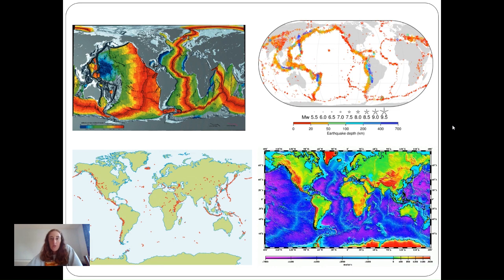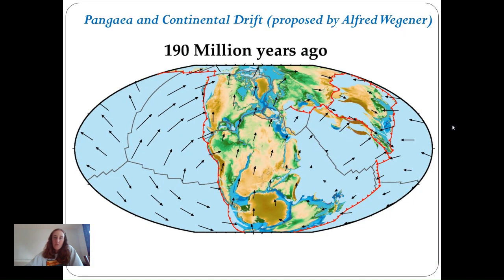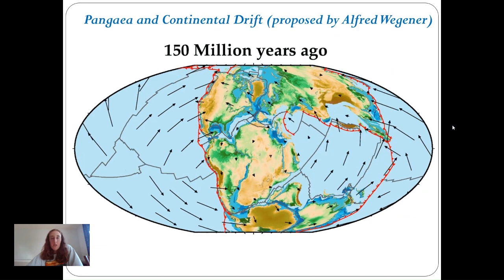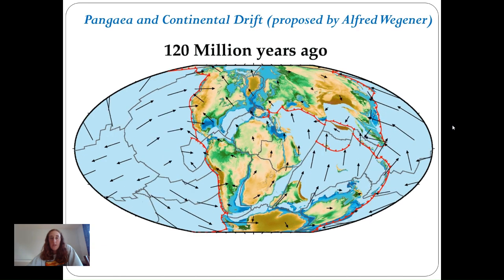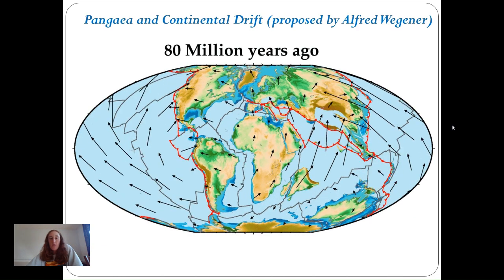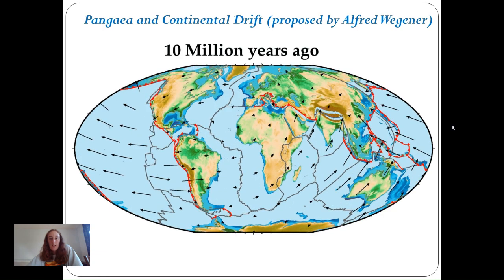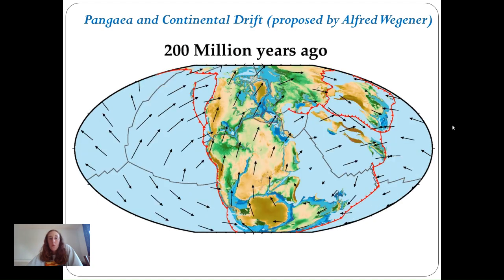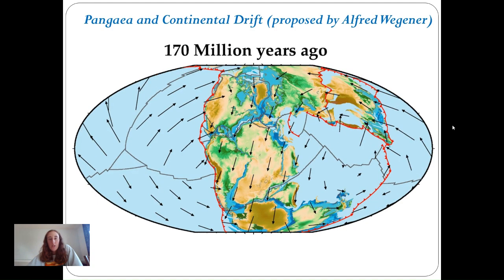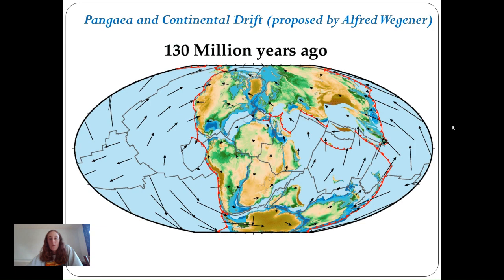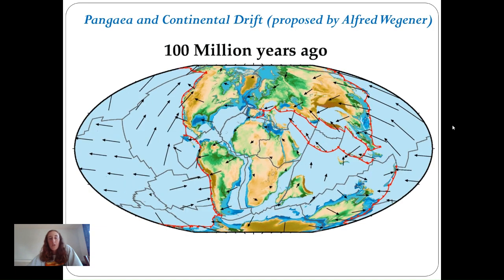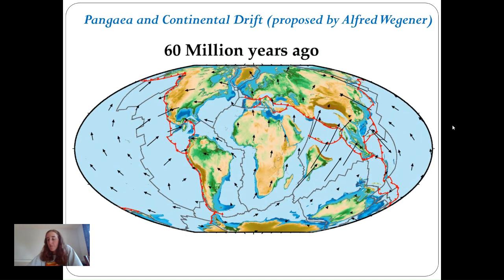So we're going to talk about those features again that we mentioned last time, the trenches and mid-ocean ridges. Those are going to come back up again in the lecture today. So again, Pangaea was the supercontinent that was together, and then it drifted apart, and we have our timeline playing, showing us the different tectonic plates, the boundaries or borders of those plates, and the direction of movement. So we know that continents move and drift over time.